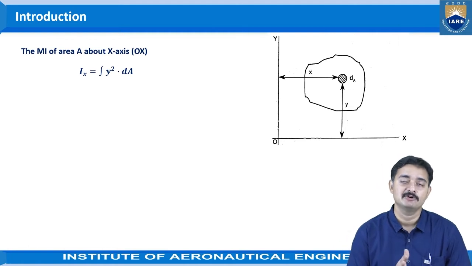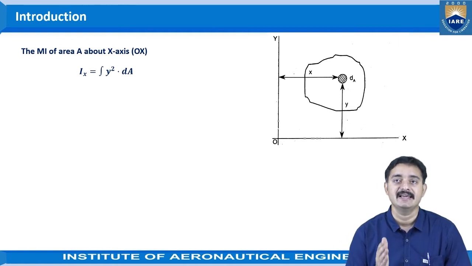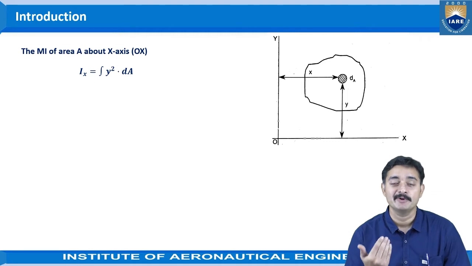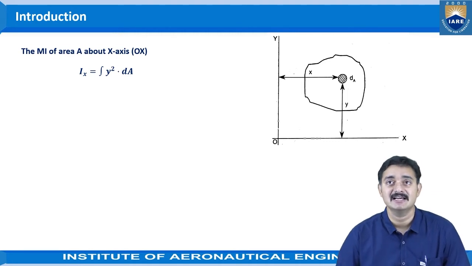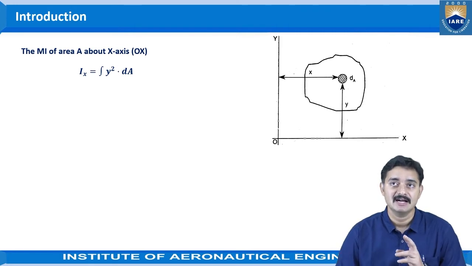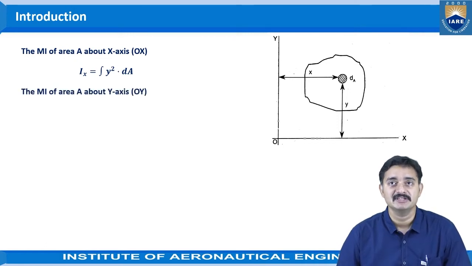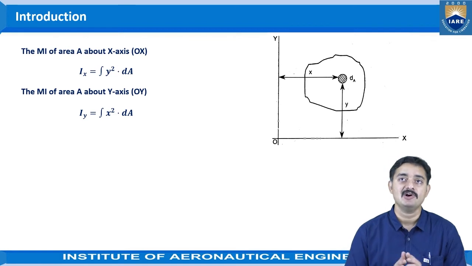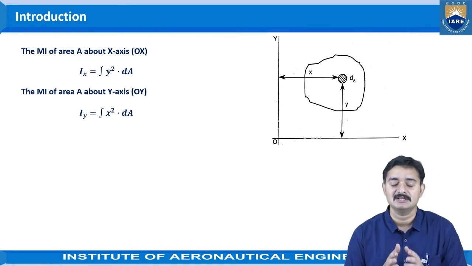So moment of inertia is represented with the term I, and the x here represents the moment of inertia with respect to the x-axis, given as integral y square dA, where y is the distance of that small elemental area considered, and dA is the area of the small strip or small element being considered. The moment of inertia of the area about the y-axis OY is given as Iy equal to integral x square dA. So overall, the formula for simple remembrance can be treated as area into distance square.